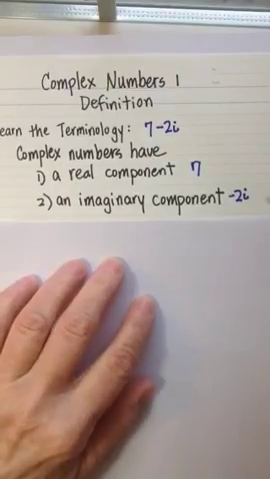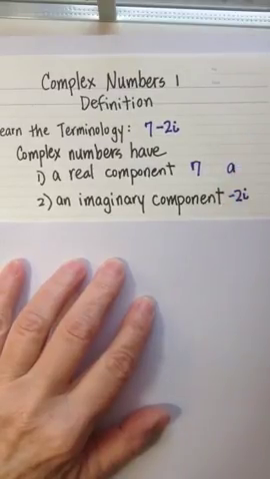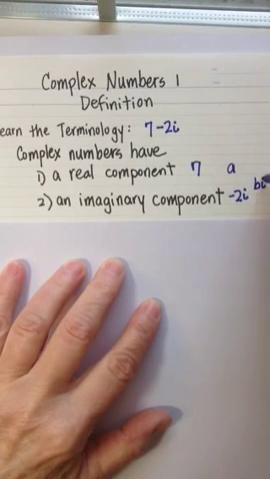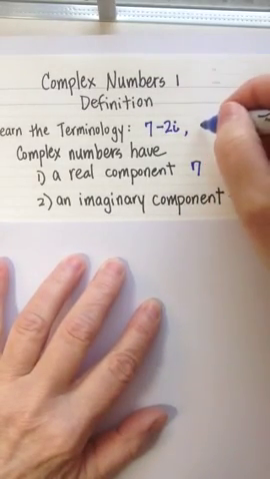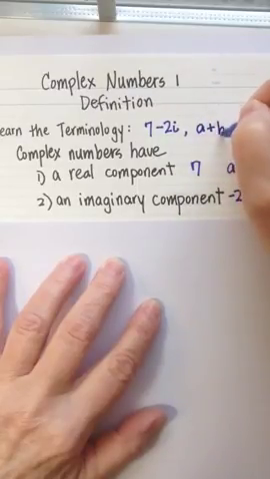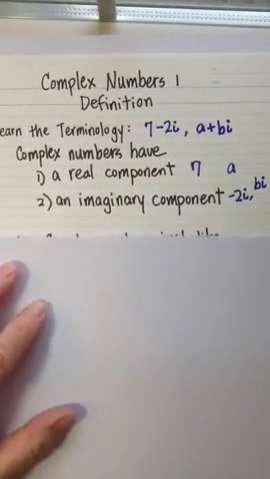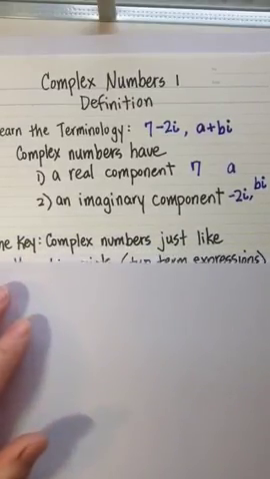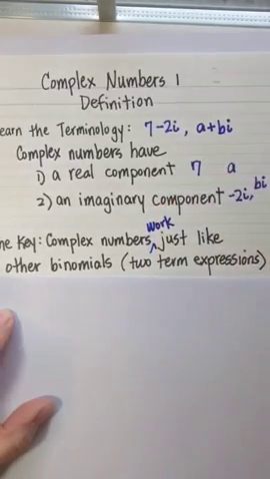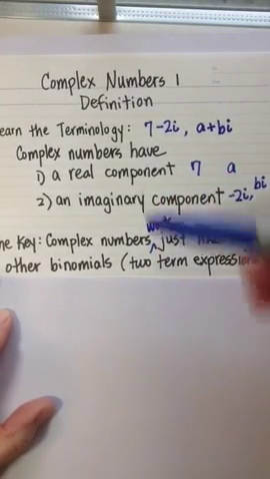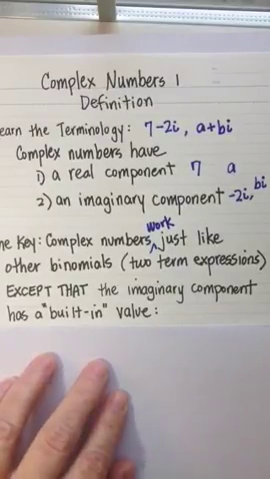Complex numbers can also be abstract, in which case standard form specifies a as the real number and bi as the imaginary component. So a second way to represent complex numbers, and probably the best definition, is a plus bi. The key to working with complex numbers is that complex numbers work just like any other binomials. Binomials being two-term expressions, because we have these two terms, the real number and the imaginary number, except that the imaginary component has a built-in value.